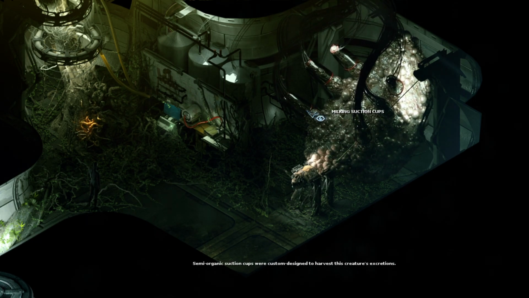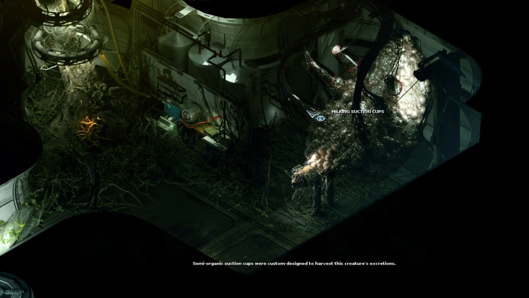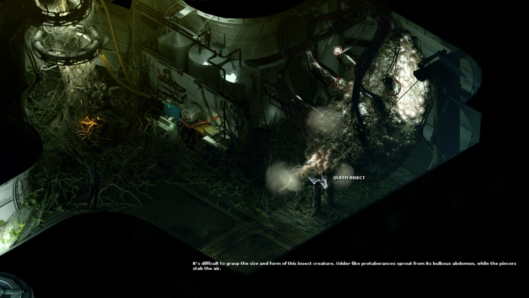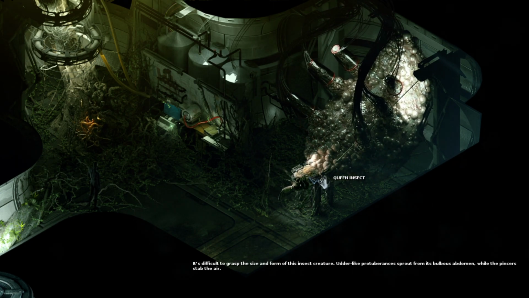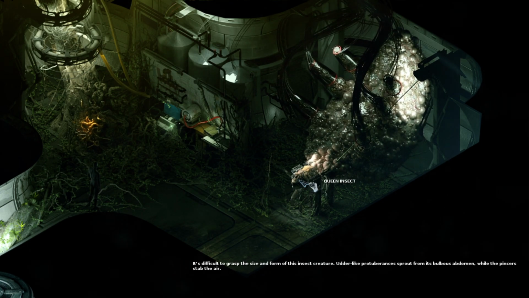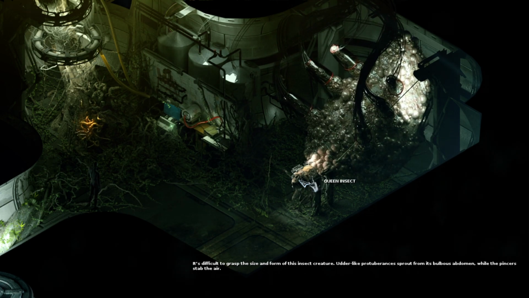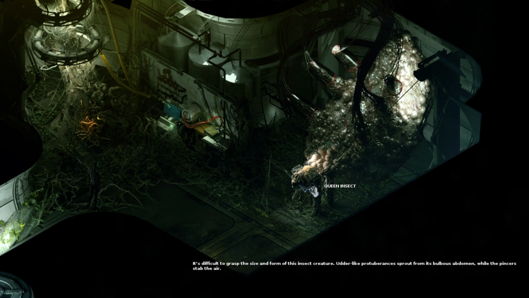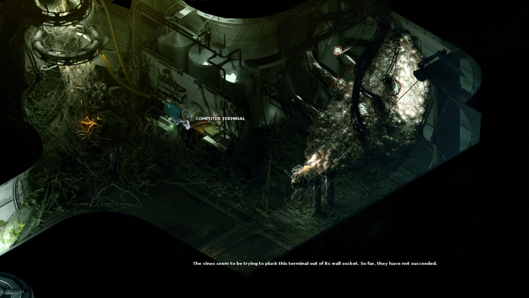Semi-organic suction cups were custom designed to harvest this creature's excretions. It's difficult to grasp the size and form of this insect creature. Udder-like protuberances spout from its bulbous abdomen, while the pincers stab the air. Yeah, I assume if I tried to, like, walk up to it, it would still totally destroy me.